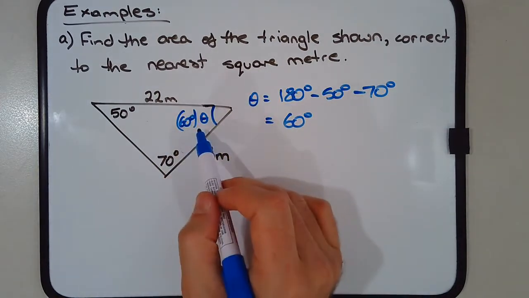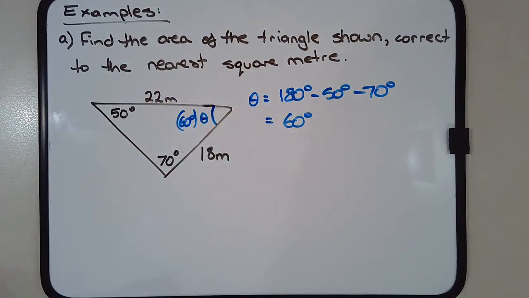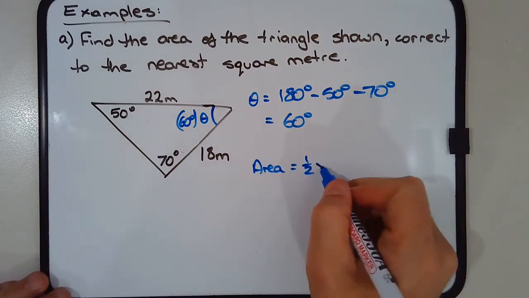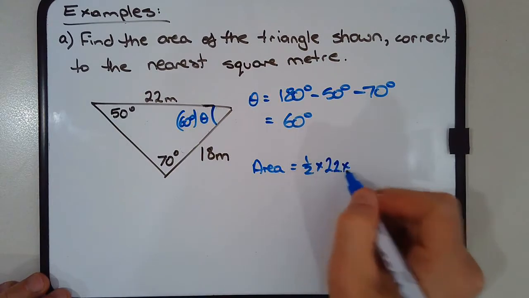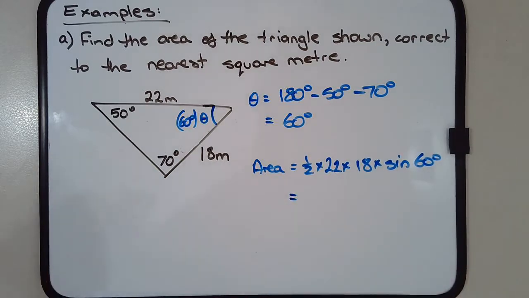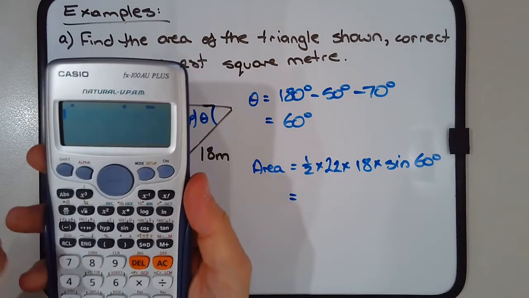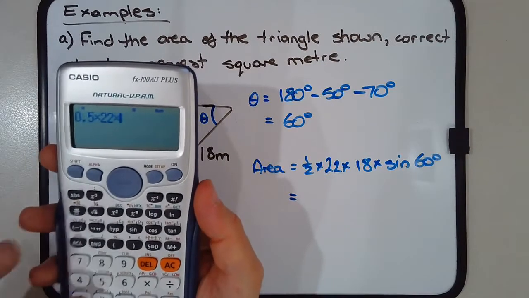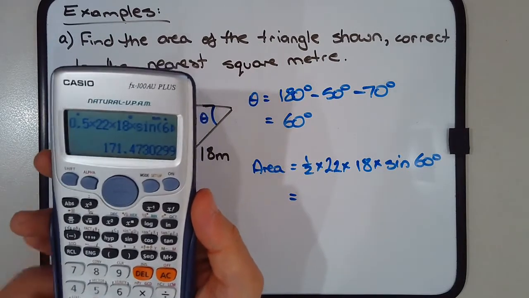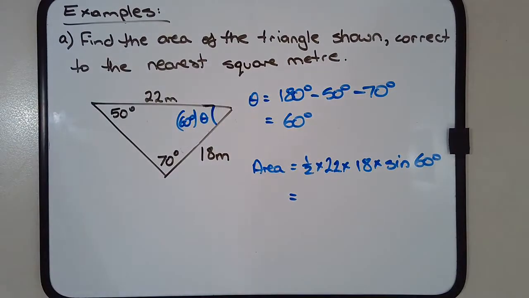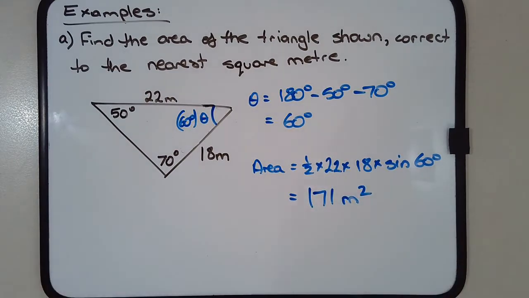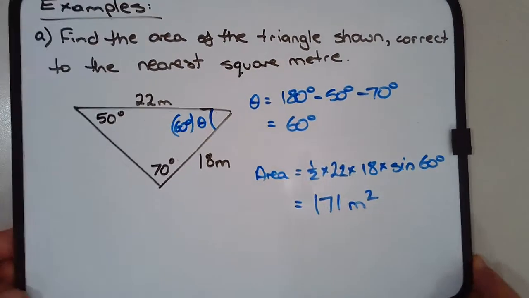Now we have an included angle and we have the two known sides on either side. So area is equal to half AB sine C. So half times 22 times 18 times the sine of 60 degrees. Let's enter that into the calculator: half times 22 times 18 times sine of 60, and we get 171.47. I'm just going to round it to the nearest square meter. So that's 171 square meters. Right, let's move on to another example.